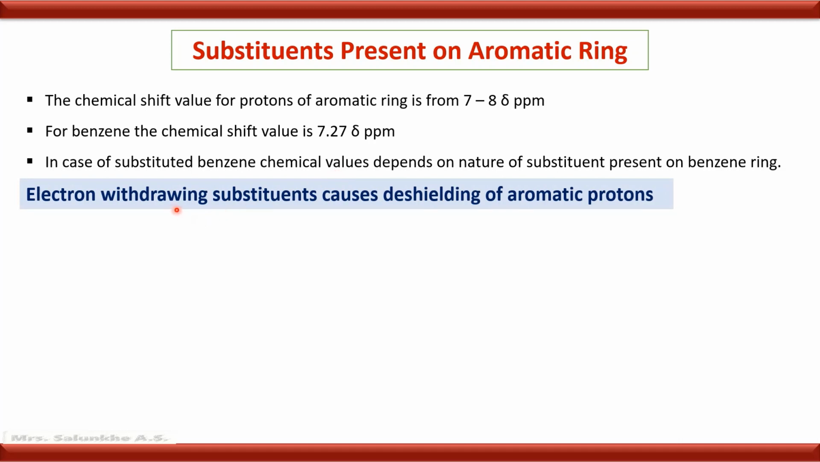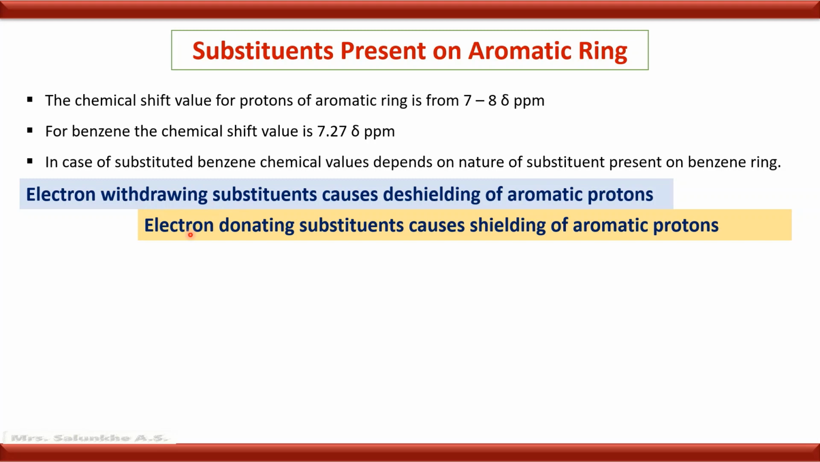If the substituent present is electron withdrawing, then deshielding of aromatic proton takes place. And if an electron donating substituent is present on benzene ring, it causes shielding of aromatic protons. For example, in case of nitrobenzene, the nitro group is an electron withdrawing group and it has the tendency to withdraw electron density toward itself.